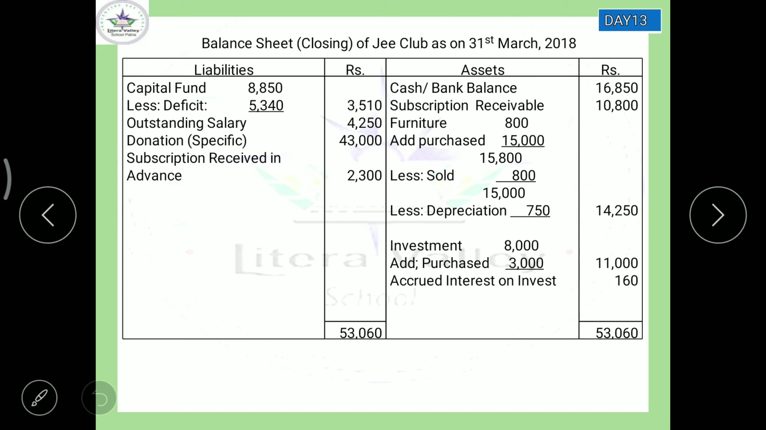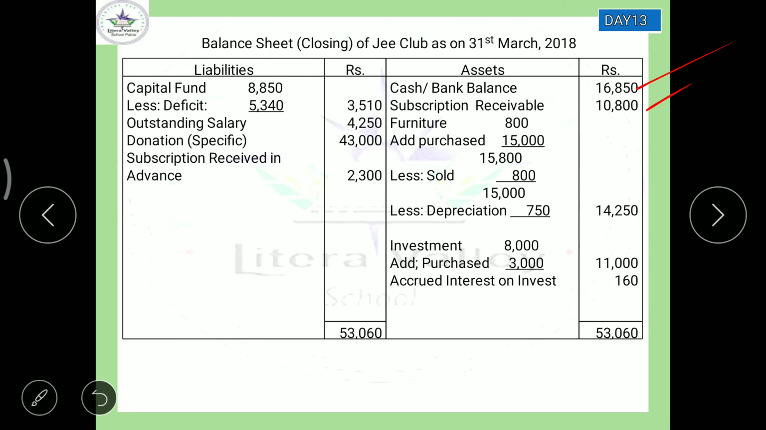Come to the next slide. The closing balance sheet is given. Before the closing, cash and bank balance 16,800. The closing balance is given on payment side. Subscriptions receivable 10,800. How have you calculated? You have already received subscriptions 49,200, and there are 400 members and each one is paying 150, so total subscription will be 60,000. So the rest, 10,800, has been treated as outstanding.